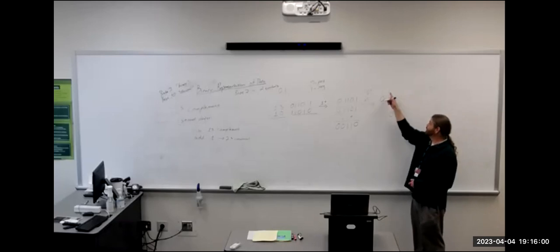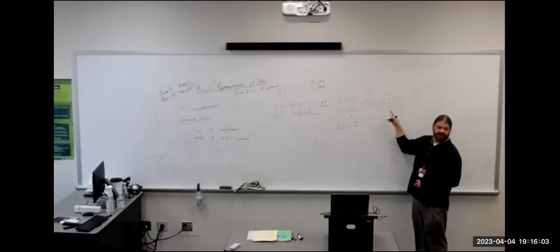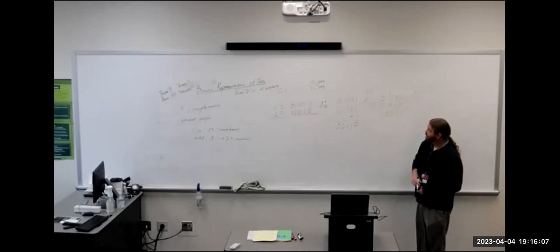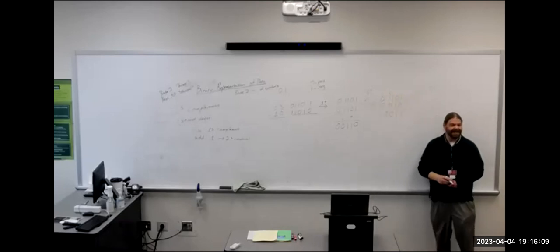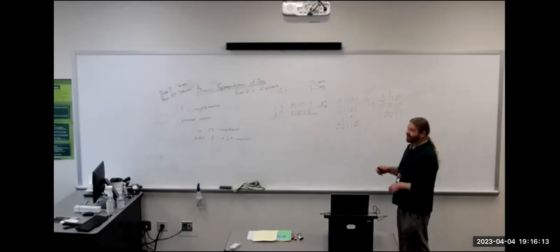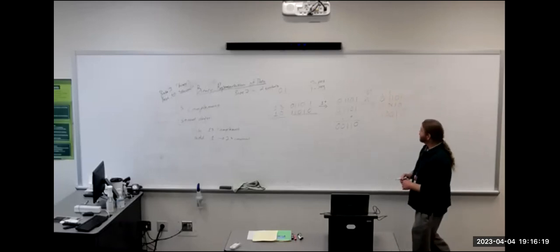So 0 carry a 1. Then we have 1 plus 1 plus 0. It's 2, 0 carry a 1. I guess we haven't seen 3 in this step, but 3 is 1, 1. So it follows the pattern. 1 plus 1 plus 1 gives us 3. 1 plus 0 gives us 1.